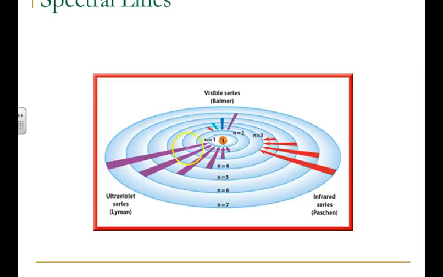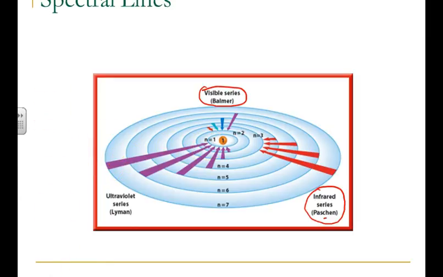If we've got this Bohr atom and we have transitions, let's say from energy level 7 to 3, 6 to 3, 5 to 3, or 4 to 3, this is all going to show up as infrared light, and it's known as the Paschen series. If we have any transition higher than 2 down to 2, we get the visible series, and for the Lyman series, we get anything that's higher than 1 down to 1.